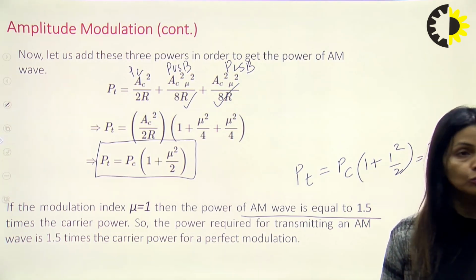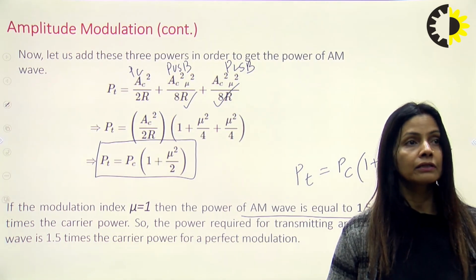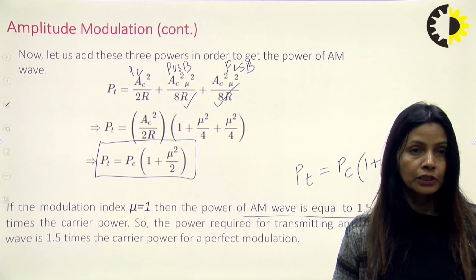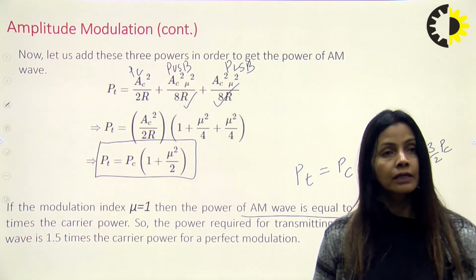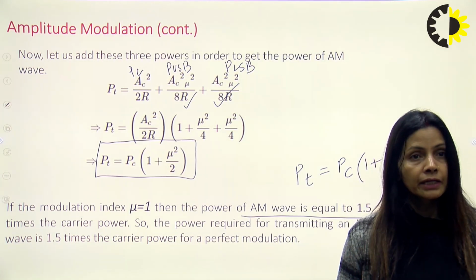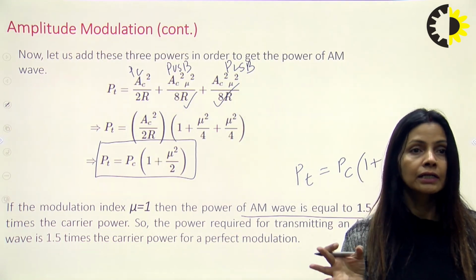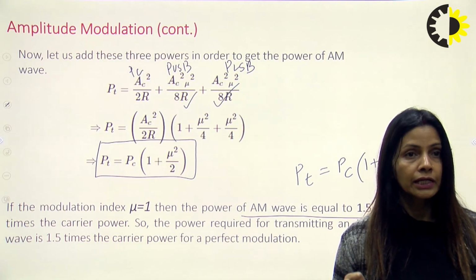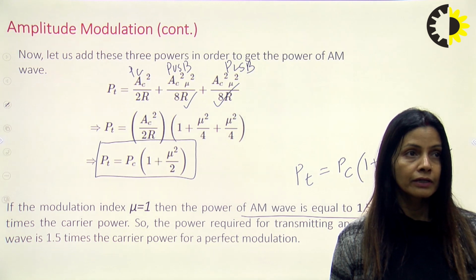We have done two numericals and calculated the amplitude modulation powers in the carrier, upper sideband and lower sideband, and combining all these three we can calculate the total power.